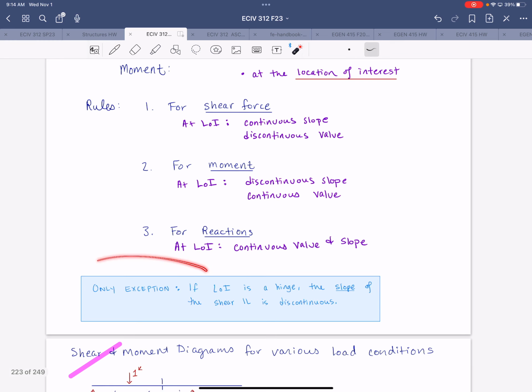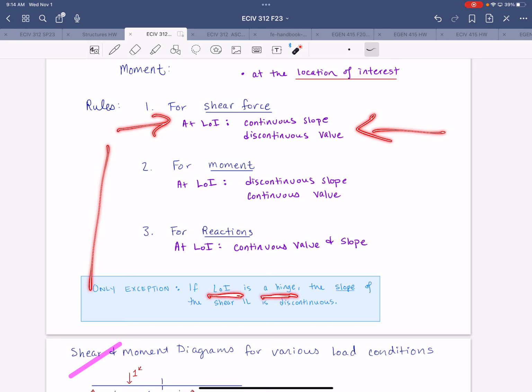Now, the only exception to any of these rules is specifically for shear force if the location of interest is at a hinge. In that case, the slope of the shear influence line will be discontinuous as well as the value. So I think there is an example on D2L, which I don't know if I've posted it yet, but there is one example that demonstrates that. So that's kind of a weird situation, and it's not one that I would really focus on much in this class, but just keep in mind that is the only exception to these rules.